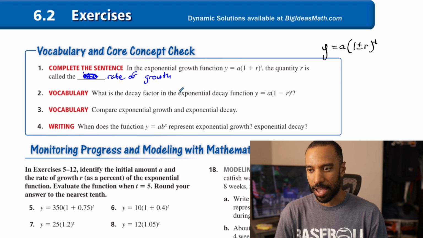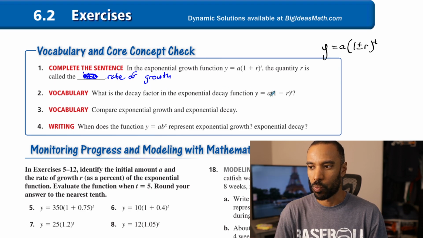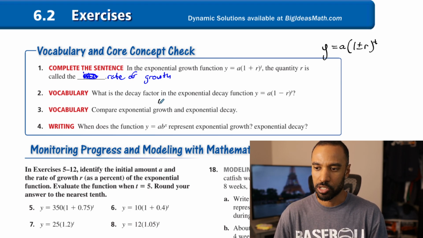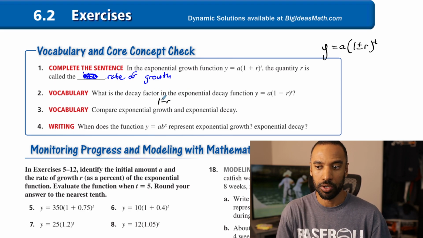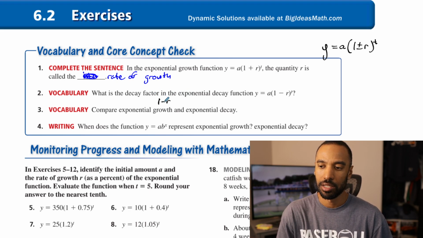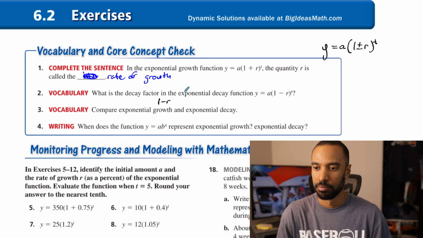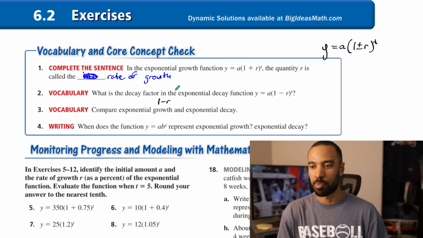What is the decay factor in the exponential decay function y equals a times 1 minus r to the t power? The decay factor is the 1 minus r. The 1 minus r is representing what we multiply by each time for that number to go down, and it will go down because that number will be less than 1, because we are subtracting r in that case. It's not just r. Compare exponential growth and exponential decay.